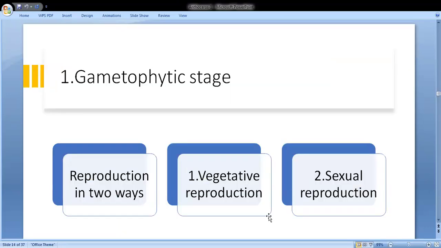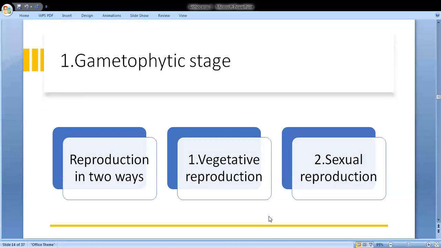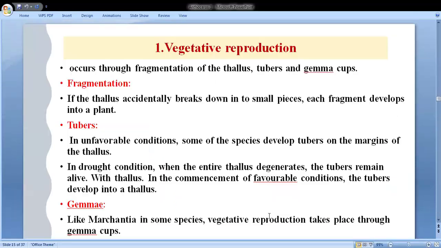See here, we are coming to the gametophytic stage. Reproduction is two ways, that is vegetative reproduction and sexual reproduction. Vegetative reproduction occurs through fragmentation of the thallus, tubers and gemma cups. Some rare gemma cups are formed in Anthoceros, but Marchantia is very important. Remember, vegetative reproduction through the gemma we can observe only in Marchantia and Anthoceros.